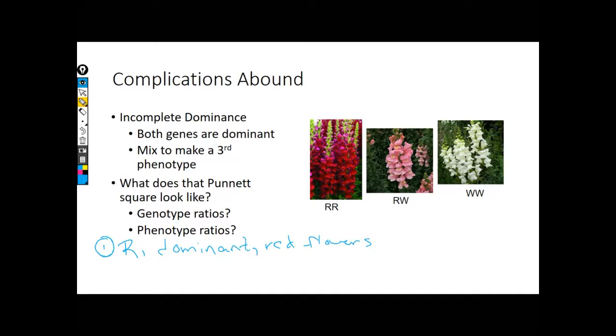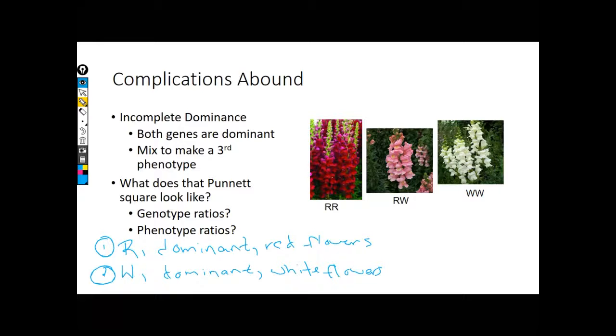The second allele here is the W allele. This is also a capital letter, so we know this is also dominant. Here's where we get the yelling match. This allele codes for white flowers. So we can see when we're homozygous for W, which we have on the right side of the screen, we get pretty white flowers.